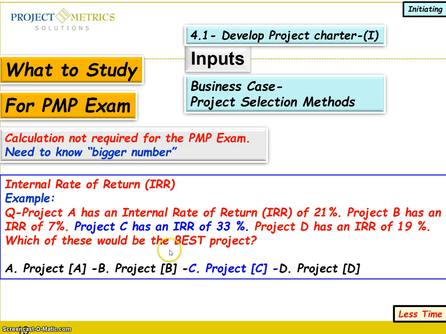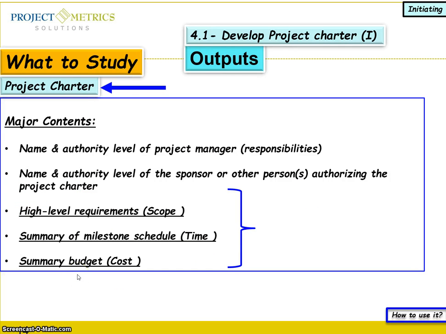Which of these would be the best project? Of course, you see the bigger number here is 33. Now let's talk about the output. When you develop the project charter, what is the output? The output of the developed project charter is very easy.